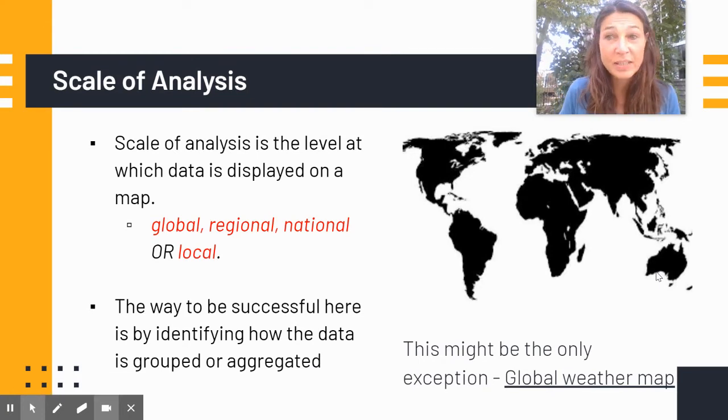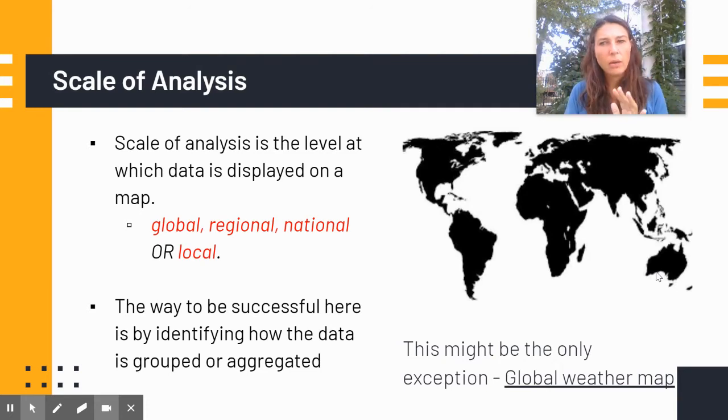Okay, now for scale of analysis. So you have scale of inquiry. I want to study this on a global scale. Now you have to decide how you want to aggregate your data. And that's what scale of analysis is. So scale of analysis is the level at which data is displayed on a map. So you can see scale of analysis from a global, regional, national, or local perspective.